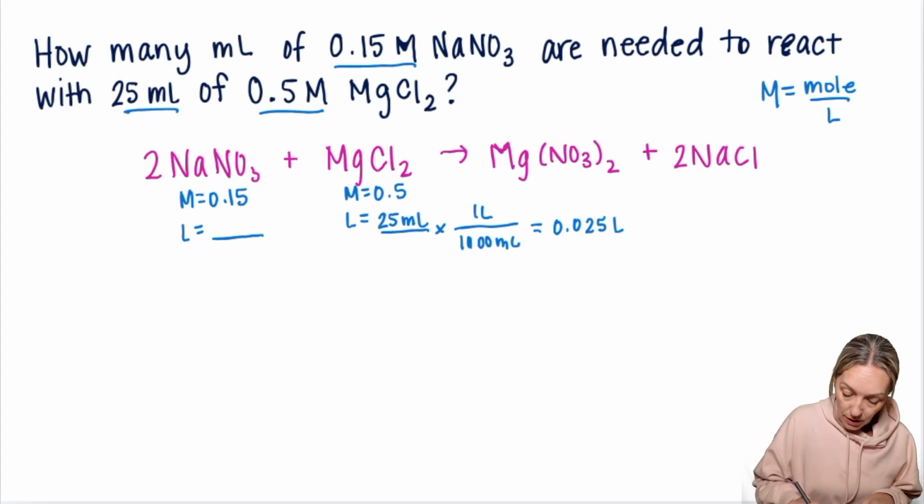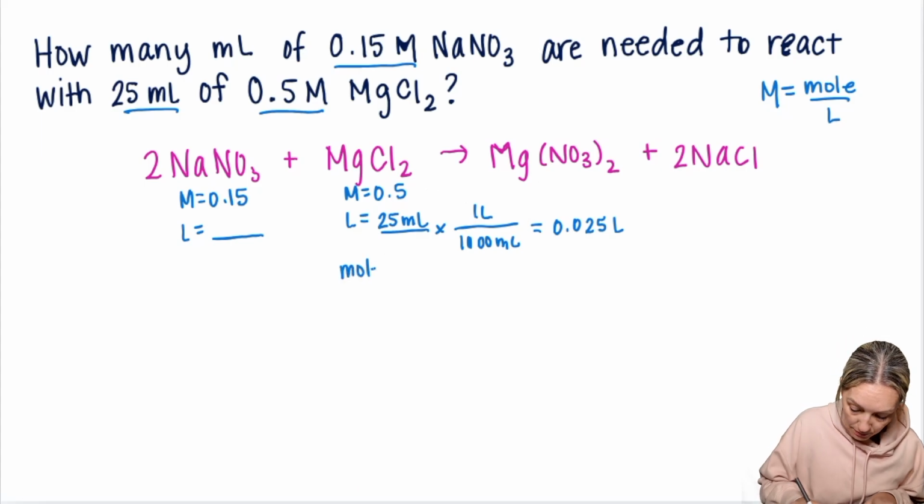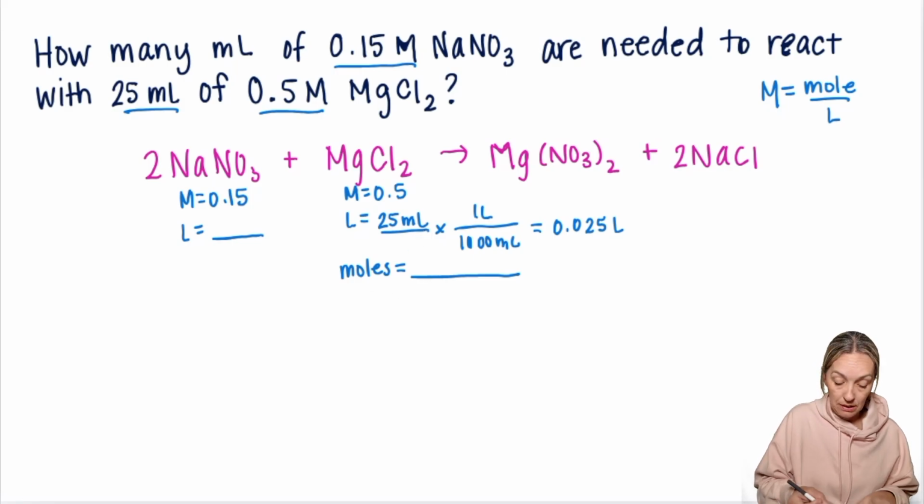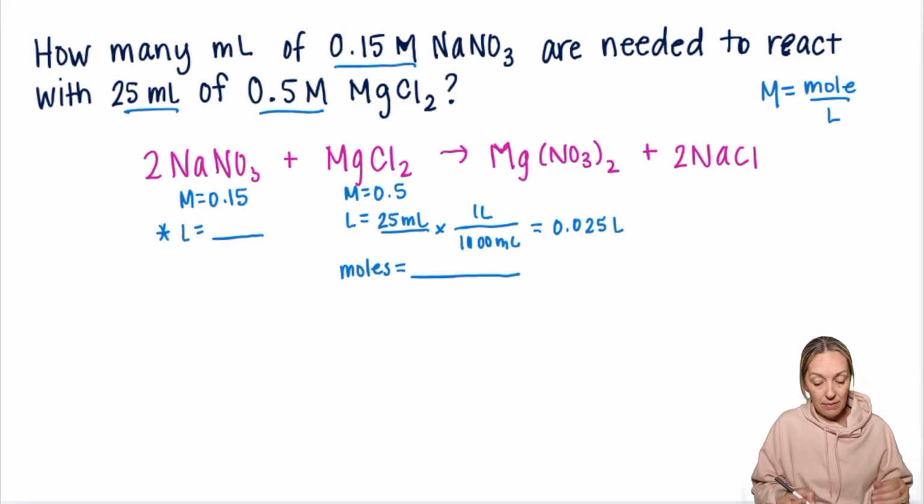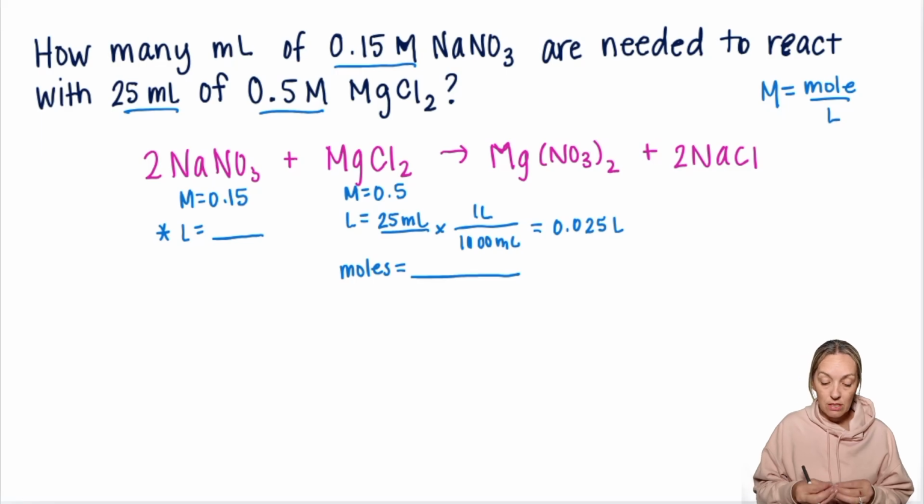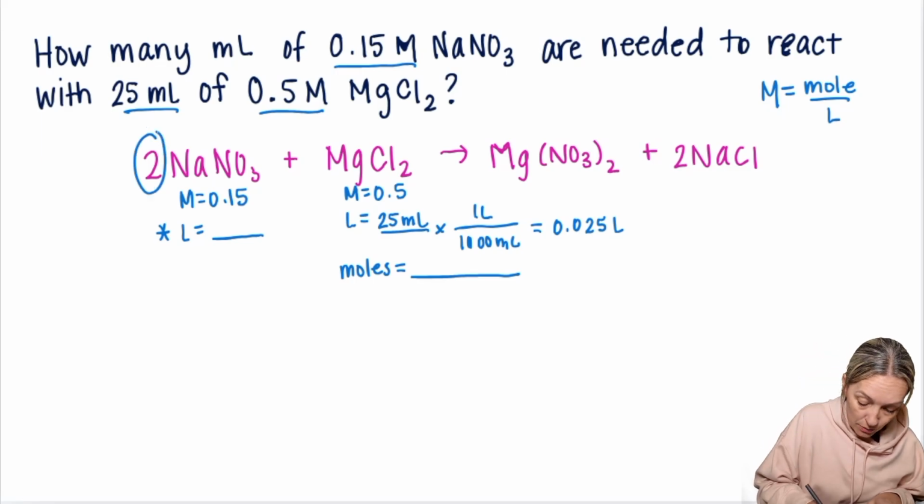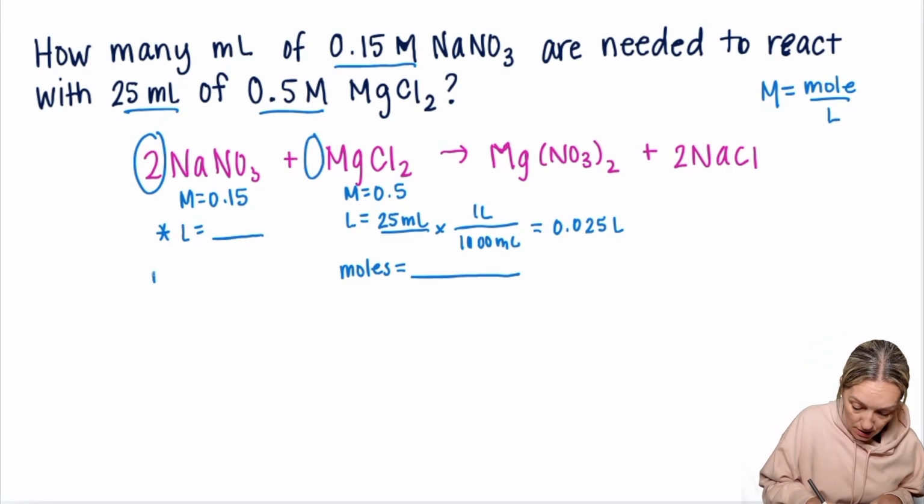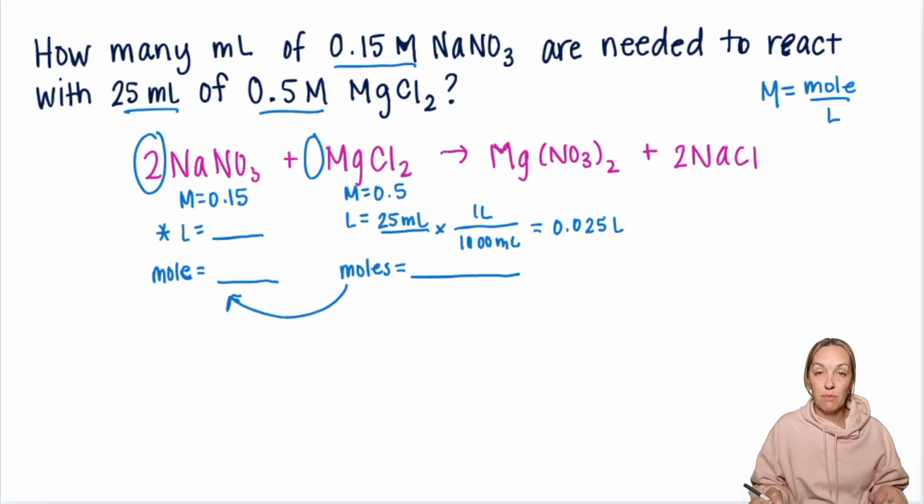As soon as I have 2 out of the 3 variables, I can solve for the missing variable. So if I look at my MgCl2, I have the molarity and I have the liters. Because I have 2 out of the 3 variables, I'm going to be able to solve for my moles. Remember that those moles represent moles of MgCl2, and ultimately, I want liters or volume of my NaNO3.